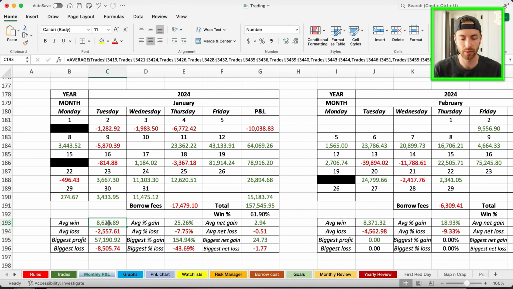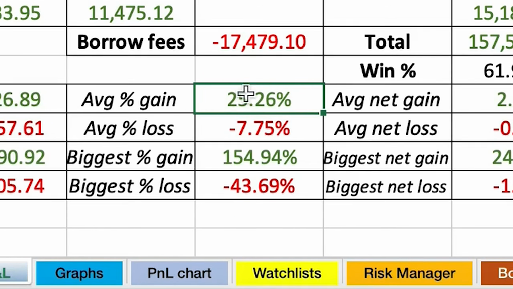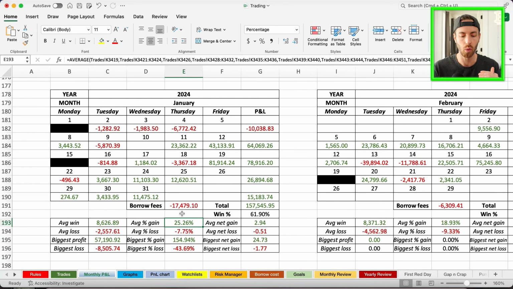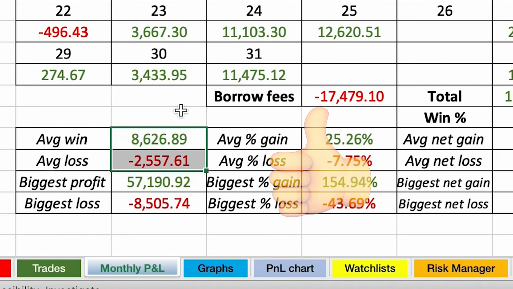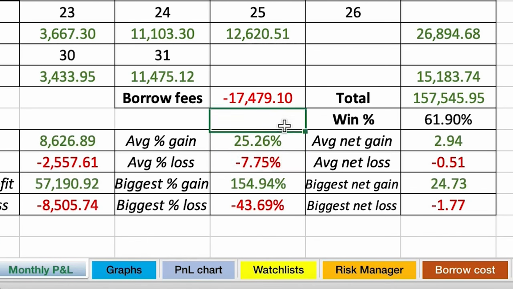I want to know, is my risk reward for the actual dollar size for wins and losses making sense, as well as with percentages? Because there are going to be times and months and periods in time where, let's say, my risk reward for my gains is really, really good. Back in January, I made almost $8,600 per win and only lost $2,500 per loss. That's a great risk reward. That's well over 3-to-1. That's awesome. Now, if you look here, 25% average win to just under 8% average loss. That is also a really solid above 3-to-1.